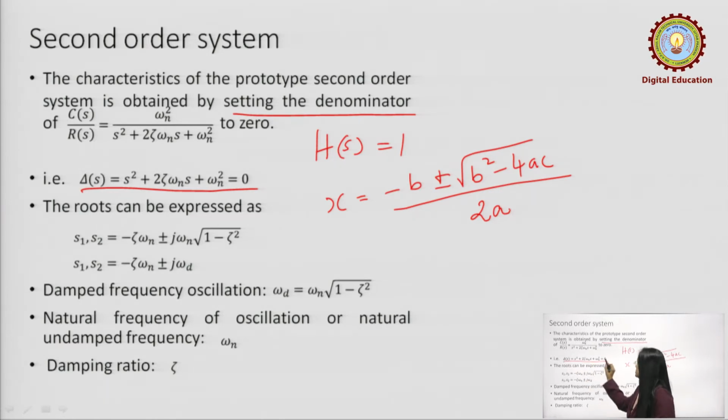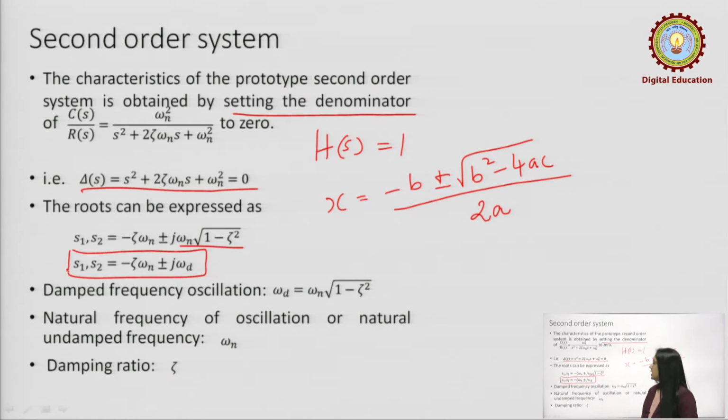So, when setting this to 0, we obtain the roots, and the roots are S1 and S2. We get two roots here: minus zeta omega n plus or minus j omega n root of 1 minus zeta square. Just replacing the term omega n root of 1 minus zeta square with omega d, the roots have the real part as well as the imaginary part.